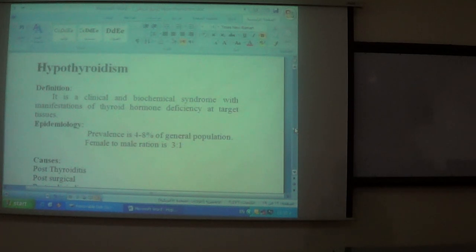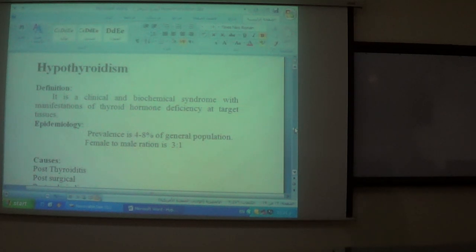As you know before, most endocrine syndromes are defined as a group of clinical manifestations with a background of hormone dysfunction, either hyperfunction of the gland or the hormone, or hypofunction of the gland or low hormone level. Thus, hypothyroidism is a clinical phenotypic manifestation due to low thyroid hormone levels. Okay?